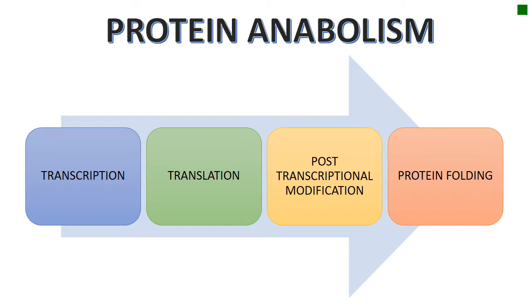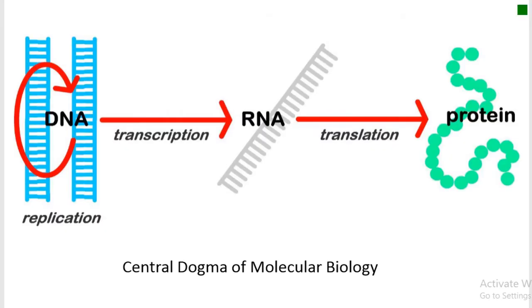So protein metabolism involves different types of processes, for example, the transcription, the translation, the post-transcriptional modification, and the folding of proteins so that they can be formed into a very specific conformation and perform their very specific function.